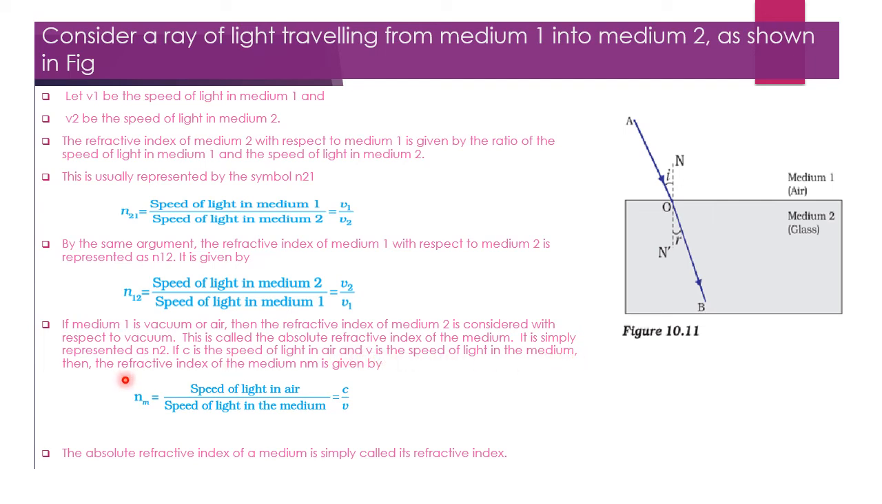Now if C is the speed of light in air and V is the speed of light in the medium, then the refractive index of the medium Nm is given by C upon V, that is, the speed of light in air upon the speed of light in the medium. I told you it is taken to be the speed of light in air or vacuum. The absolute refractive index of a medium is simply called its refractive index. So we don't call it the refractive index with respect to air or vacuum. We simply call it the absolute refractive index, or it is also called the refractive index.